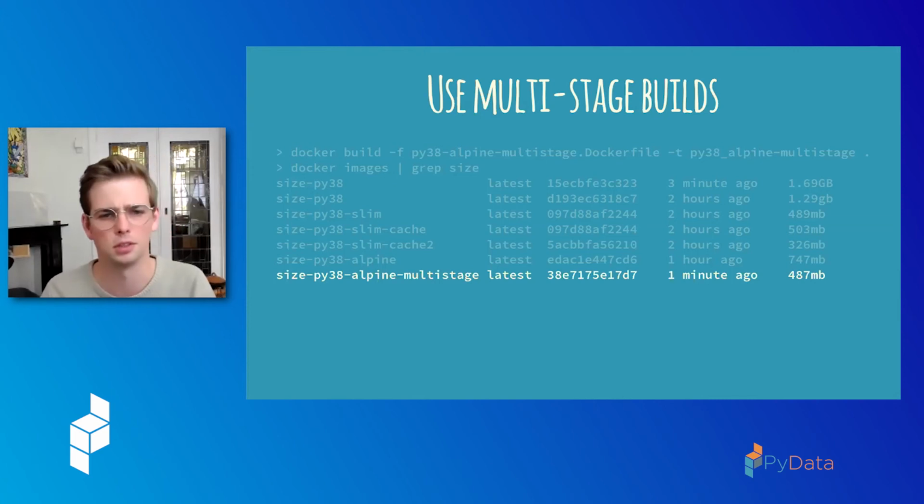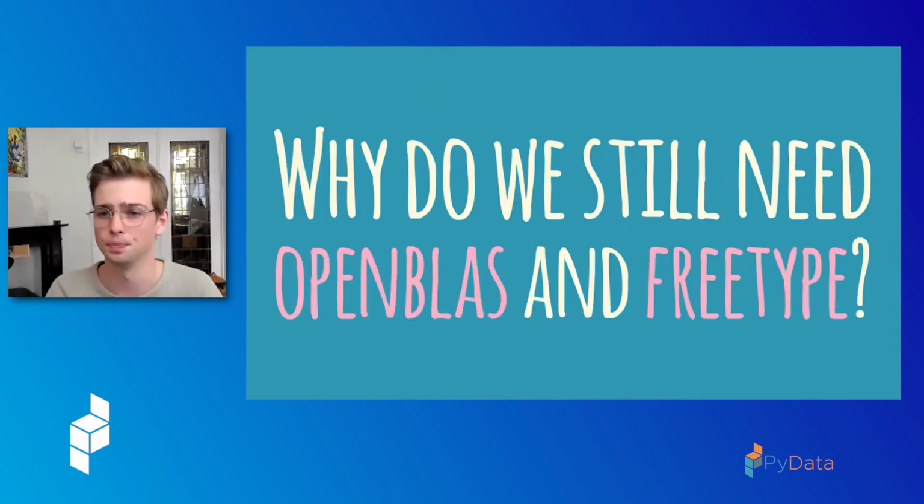And so one of the things that you might ask yourself now is why did we still need OpenBLAS and FreeType? Because we could build our own wheels, right? And we didn't need OpenBLAS and FreeType on Python 3.8 Slim. So why do we need them on Alpine if we're building wheels anyway? And that's actually true.